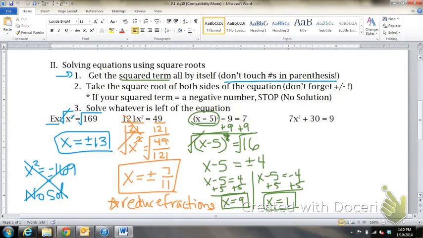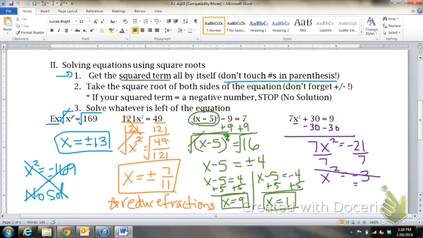Now let's try the last one. I want to get that x squared all by itself, so first I'm going to move that 30. And I get 7x squared equals negative 21. I'm going to divide by 7, and I get x squared equals negative 3. At this point, my squared term equals a negative number, so I stop and I say no solution. Because I can't square root a negative number.